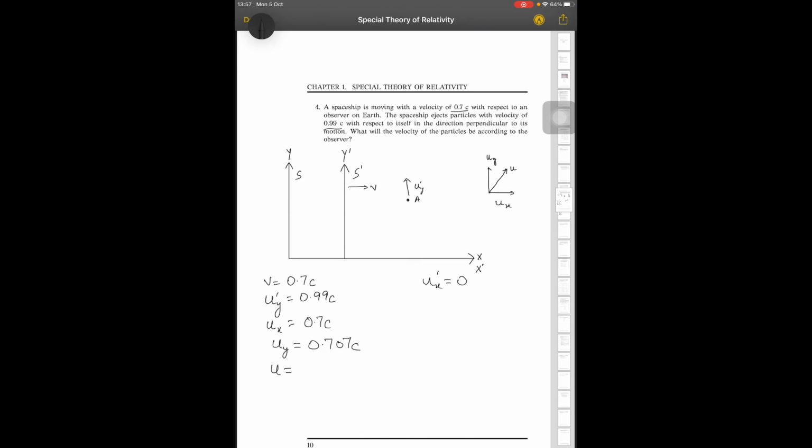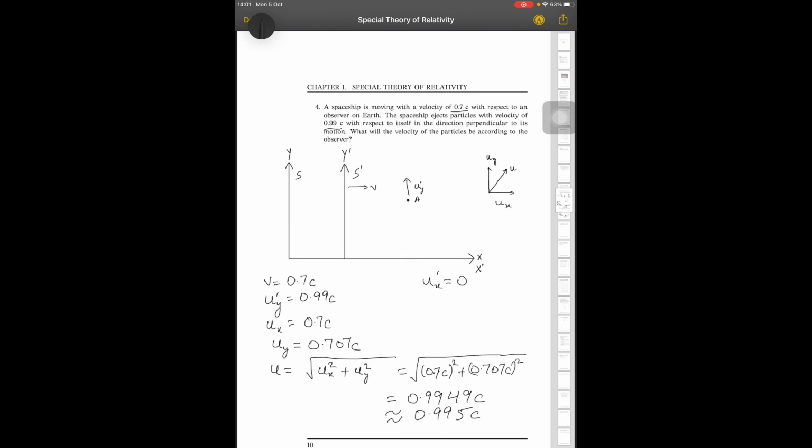So u is the resultant of ux and uy, which is equal to root of ux square plus uy square, which is equal to root of (0.7 c) square plus (0.707 c) squared, which is equal to 0.9949 c, approximately equal to 0.995 c.